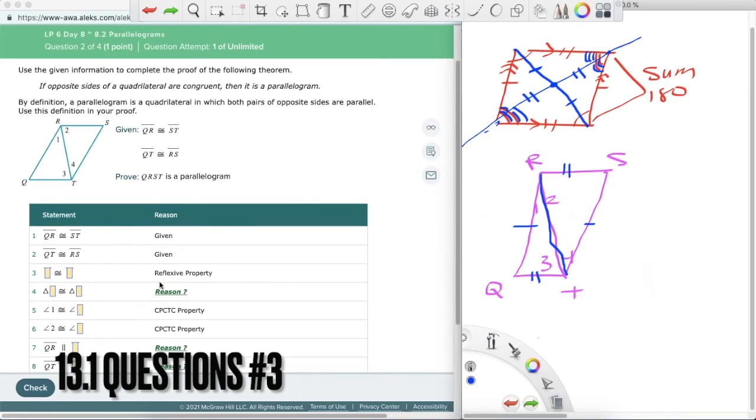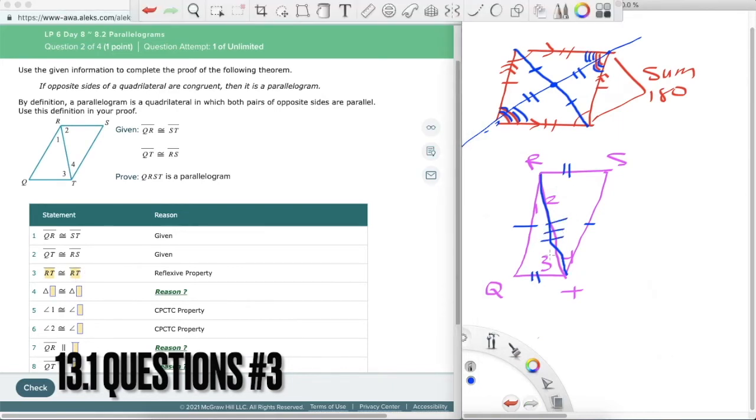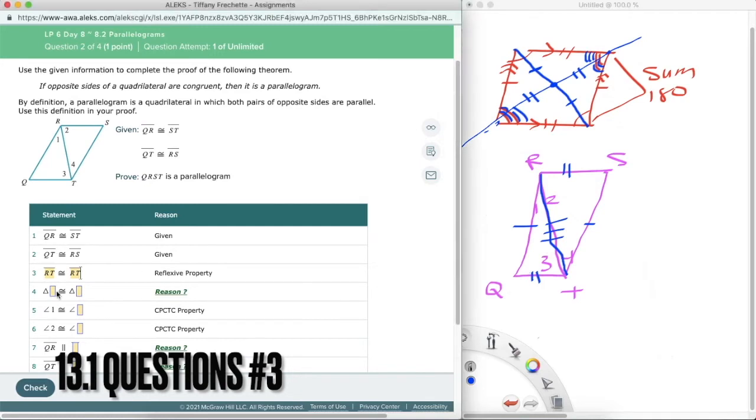So we do get to ones where we don't have all of this filled in. So RT. So I'm just showing RT is congruent to RT. So I have my third side there. Well, if I can prove that all three sides of one triangle are congruent to all three sides of another triangle, those triangles are congruent. So I can go RTQ. So I want RTQ, and I need to make sure that I'm going in the correct direction. So it's going to be TRS.